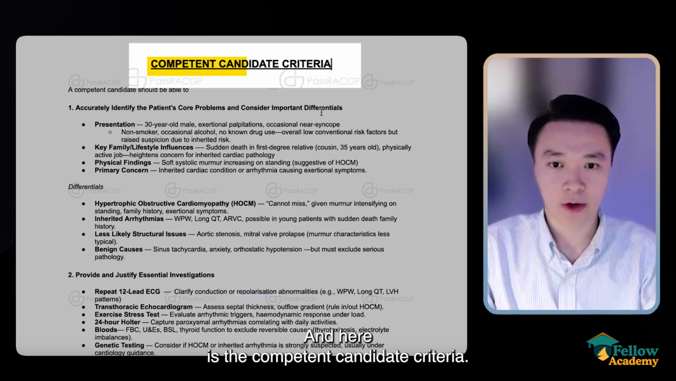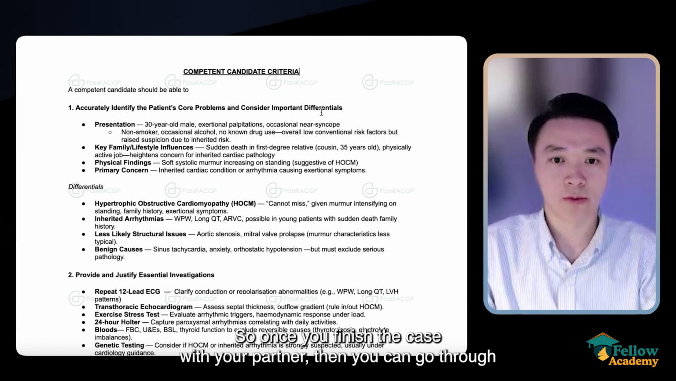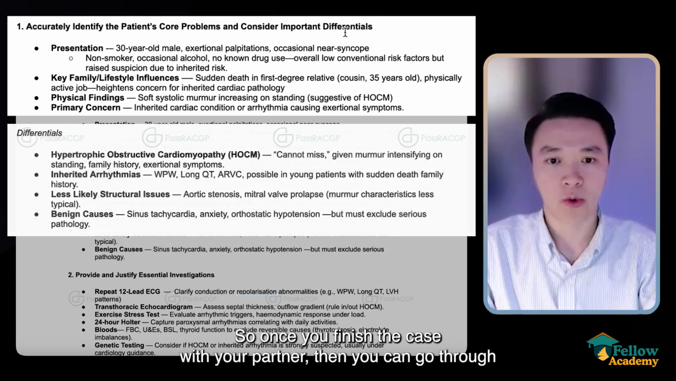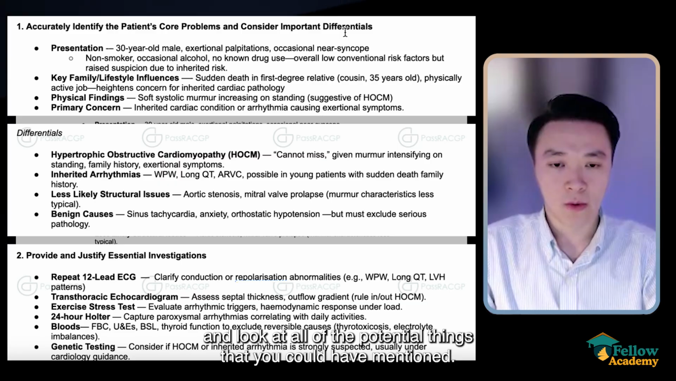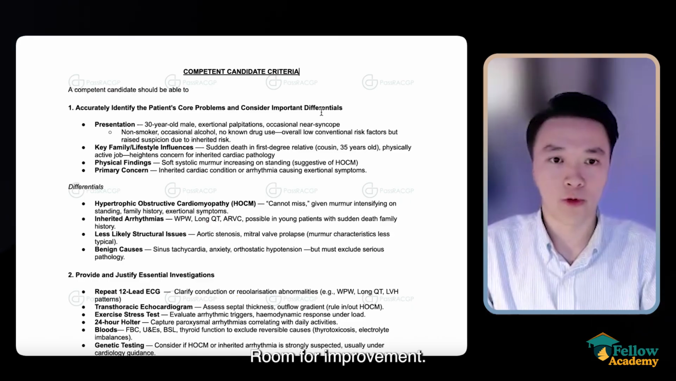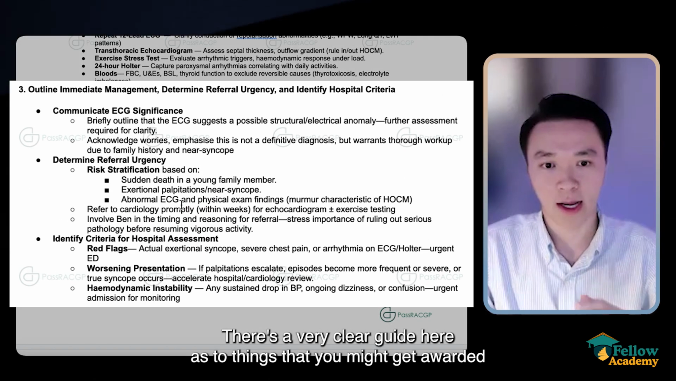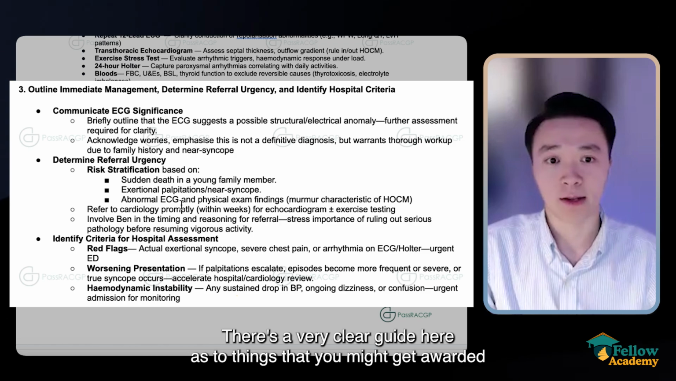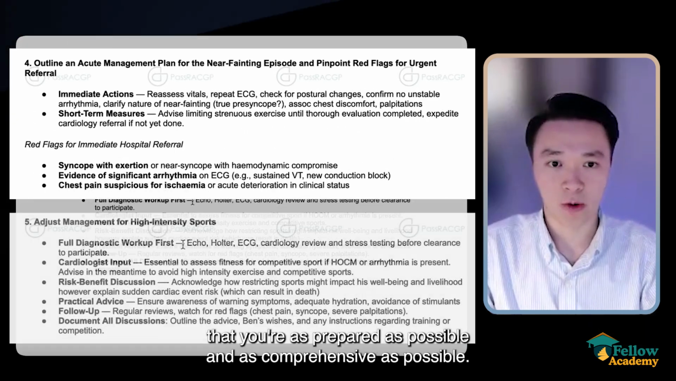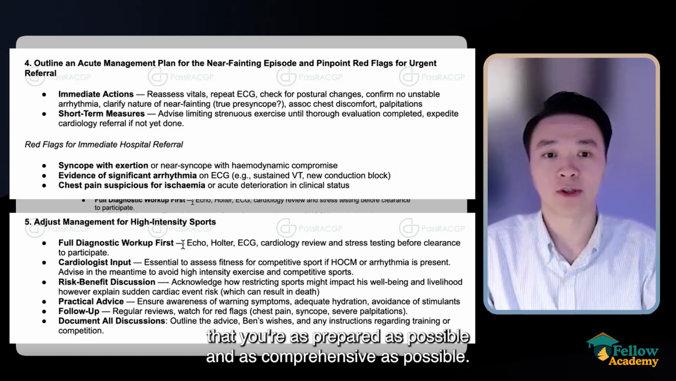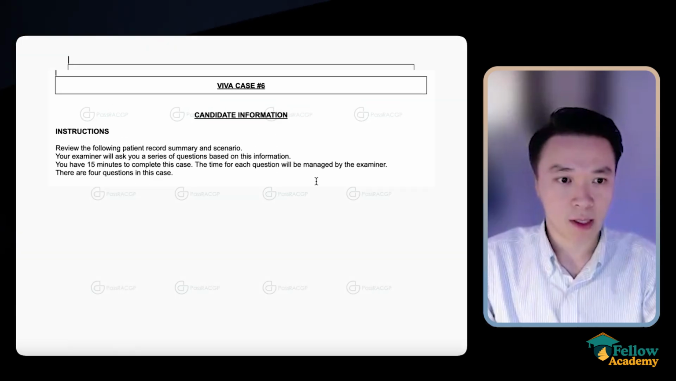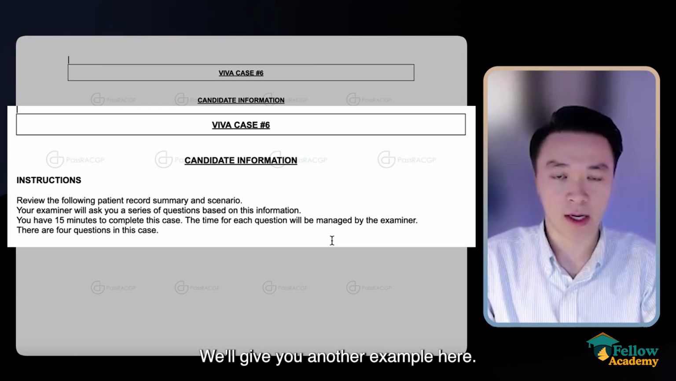And here is the competent candidate criteria. So once you've finished the case with your partner, then you can go through and look at all of the potential things that you could have mentioned, room for improvement. There's a very clear guide here as to things that you might get awarded for saying, and ensuring that you're as prepared as possible and as comprehensive as possible when it comes to the actual exam. I'll give you another example here.